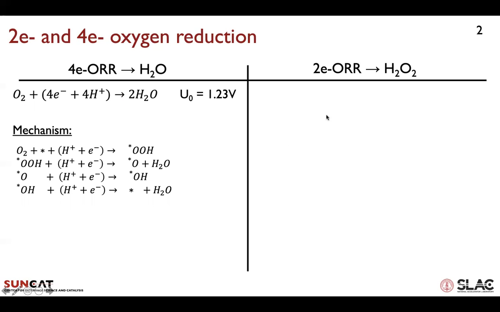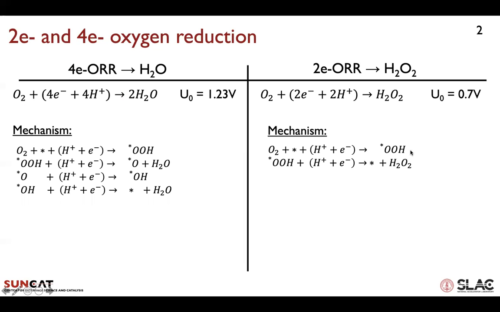We can also think about the 2-electron oxygen reduction reaction, which produces hydrogen peroxide from oxygen. This is a less thermodynamically favorable reaction, but it's important to think about for several reasons anyway. When we think about the mechanism, we think of it having the same first step, O2 being protonated to create OOH, and then OOH protonating again to become hydrogen peroxide.